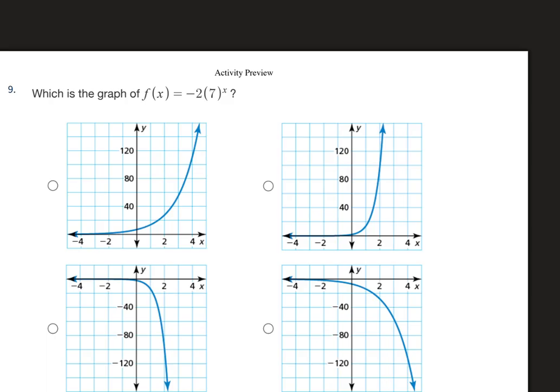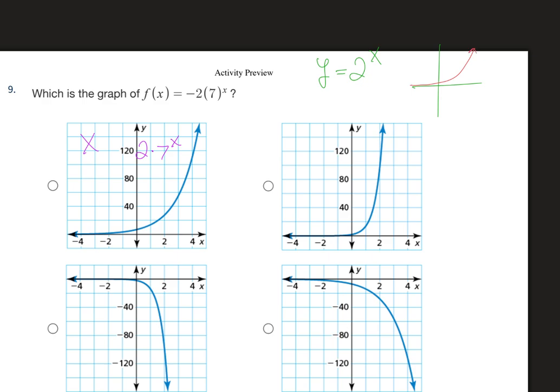Which is the graph of f of x equals negative 2 times 7 to the x power. Well, right away, I'm going to eliminate this one. Why? Because this one is what it would look like if it was perhaps 2 times 7 to the x power. And if you're thinking, well, I wouldn't have known that. Yeah, you could do that because we've talked at length that 2 to the x power looks like this.